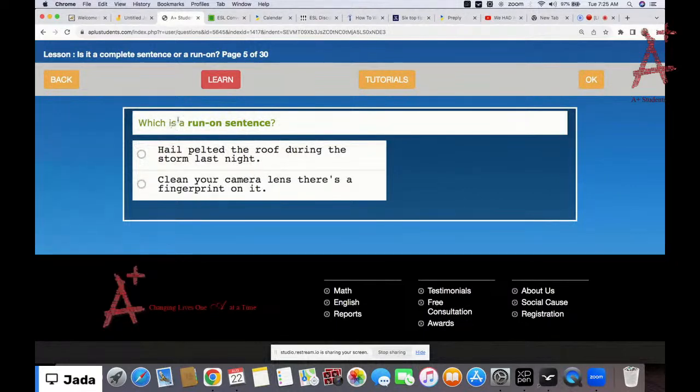Which is a run-on sentence? Hail painted the roof during the storm last night. Clean your camera lens. There's a fingerprint on it. So which one here is a run-on sentence? Let's see. During the storm last night. Clean your camera lens. Okay, it's the second one.